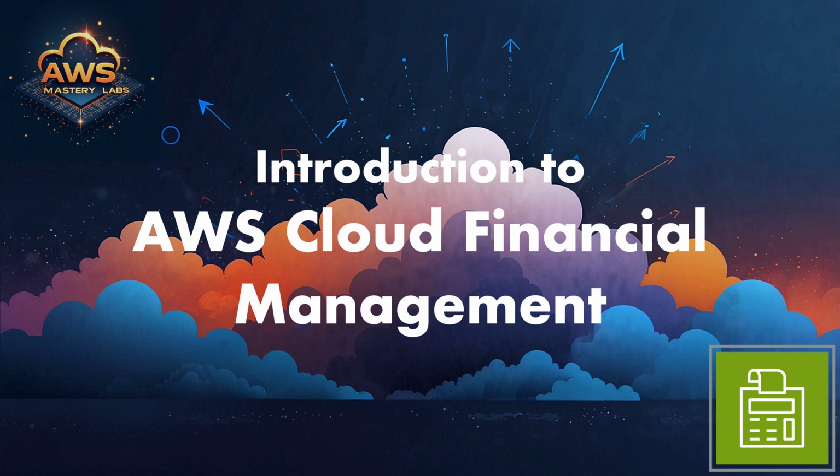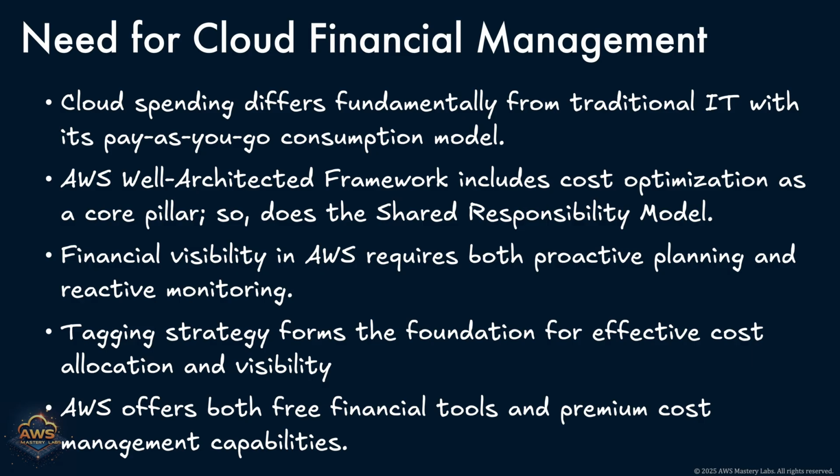Let's get started. When moving to the cloud, one of the biggest shifts organizations encounter is in how they manage their IT spending. Traditional data centers rely on fixed costs, buying hardware upfront and planning for capacity over years. But in AWS, the model is completely different. With pay-as-you-go pricing, you're only billed for what you use. This brings flexibility, but also new challenges. Costs can scale up quickly if you're not paying attention.